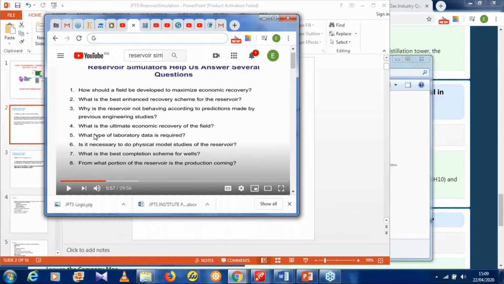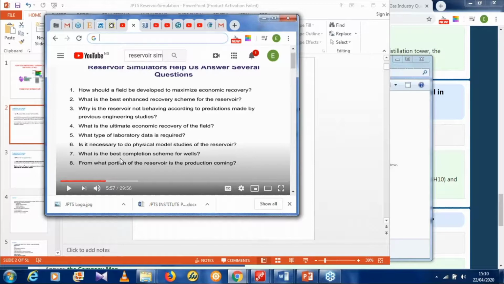All right. Another part it helps us to answer is what type of laboratory data may be required. Everything taken at every point where we start getting information, whether from the seismic data during exploration or from the content we get through drilling, we usually take to the lab and run some tests on. So through reservoir simulation, we're able to get the kind of laboratory data that will be required. There are a lot of other benefits we can also get from reservoir simulation.